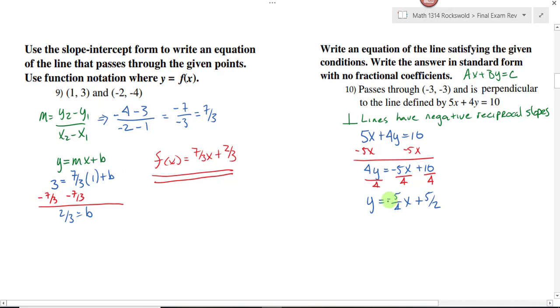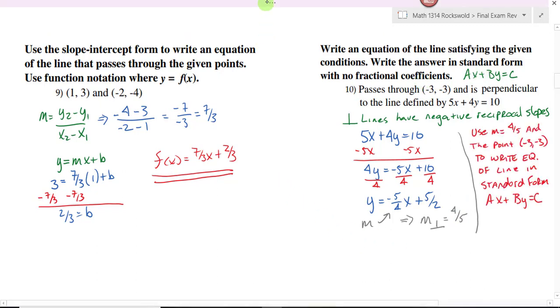What's the slope of our perpendicular line? The slope of this line is negative 5/4. That means that the slope of the perpendicular line is going to be equal to positive 4/5. So I use this slope and this point to write an equation of the line.